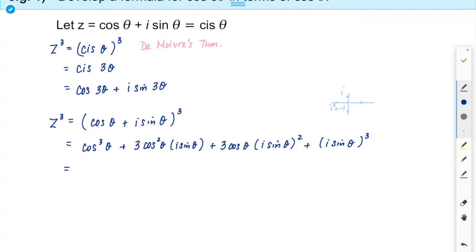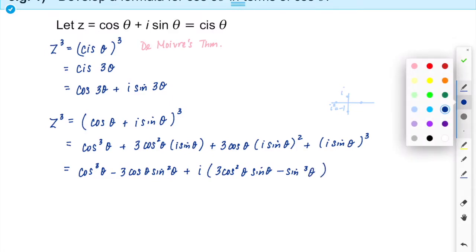If I go around that unit circle, then every other term I'm going to get a real part, and every other term I'm going to get an imaginary part. So let's group cos cubed theta, and then i squared is negative, so minus 3 cos theta sine squared theta. That's the real part. And then for the imaginary part I have 3 cos squared theta sine theta, and from the last term, i cubed would be negative i, so minus sine cubed theta.